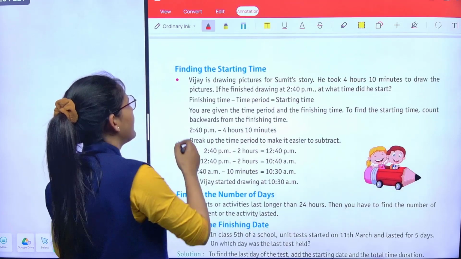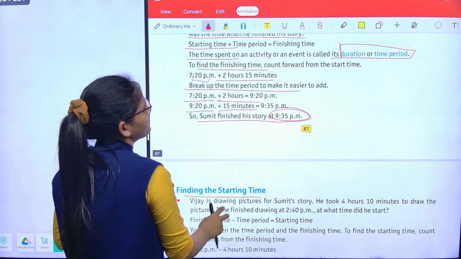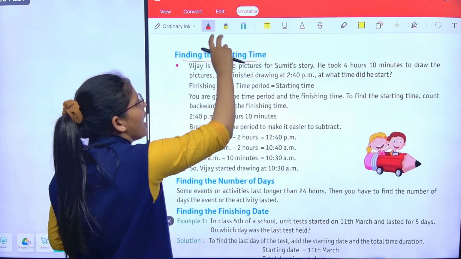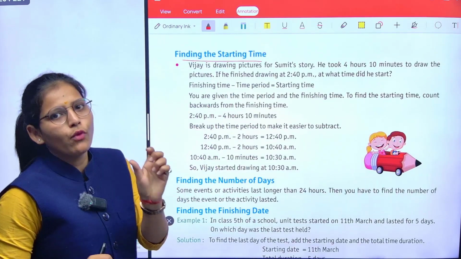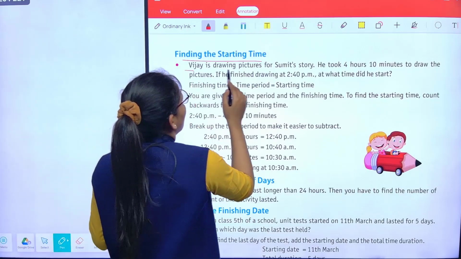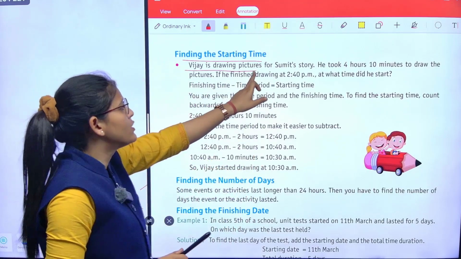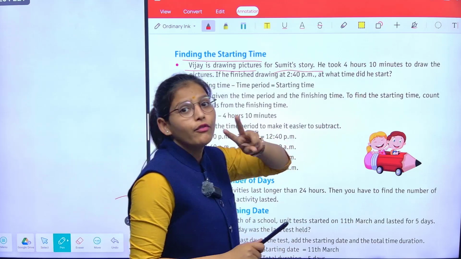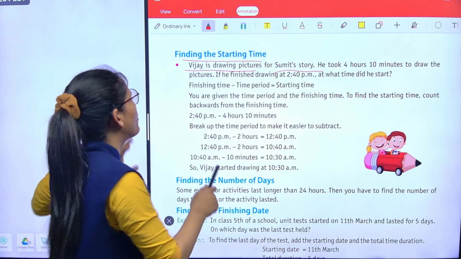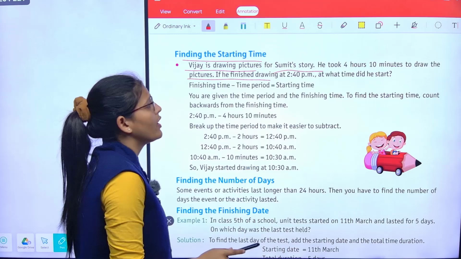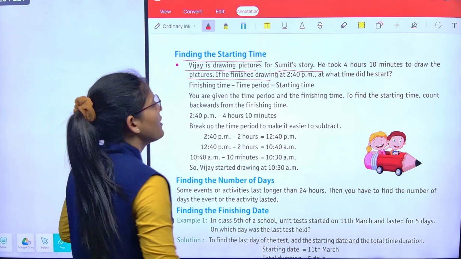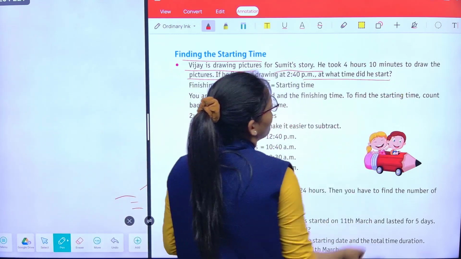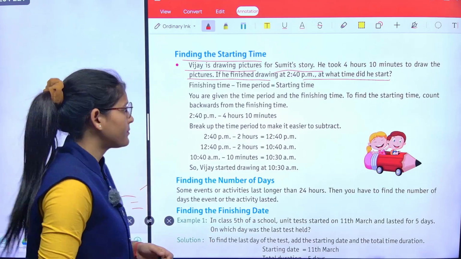Now finding the starting time. हमने यहाँ पर क्या फाइंड किया था? फिनिशिंग टाइम. अब हम अपने टाइम को, स्टार्टिंग टाइम को कैलकुलेट करेंगे. दैट इज, Vijay is drawing pictures for Sumit's story. It took 4 hours 10 minutes to draw the pictures. If he finished drawing at 2:40 p.m., at what time did he start?